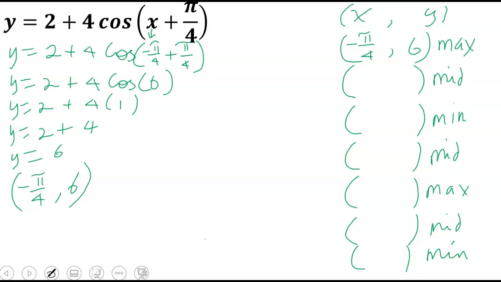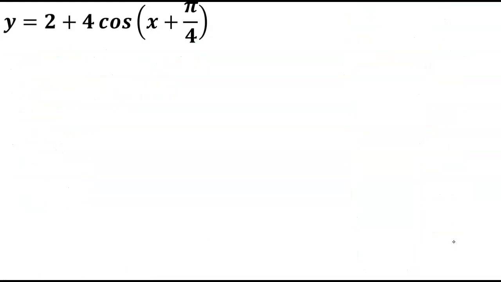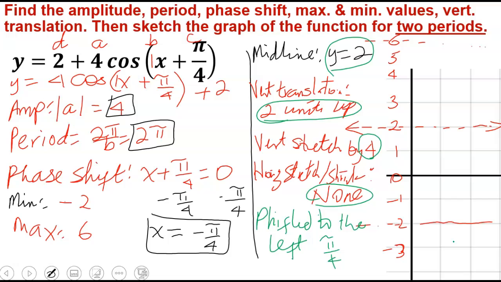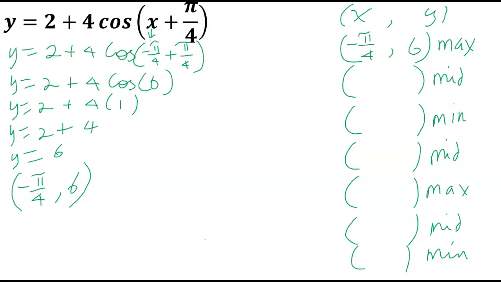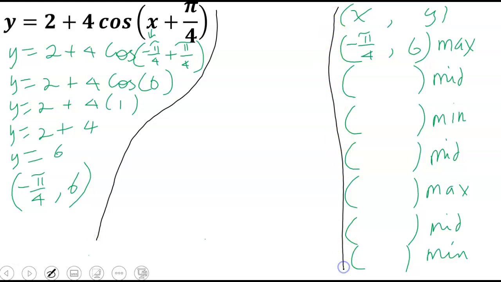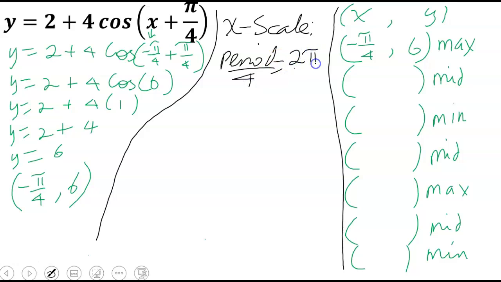Okay, so we're going to find our x scale. X scale is period divided by 4. Since the period here is 2 pi, if we divide it by 4, our x scale is 2 pi over 4, which simplifies to pi over 2.